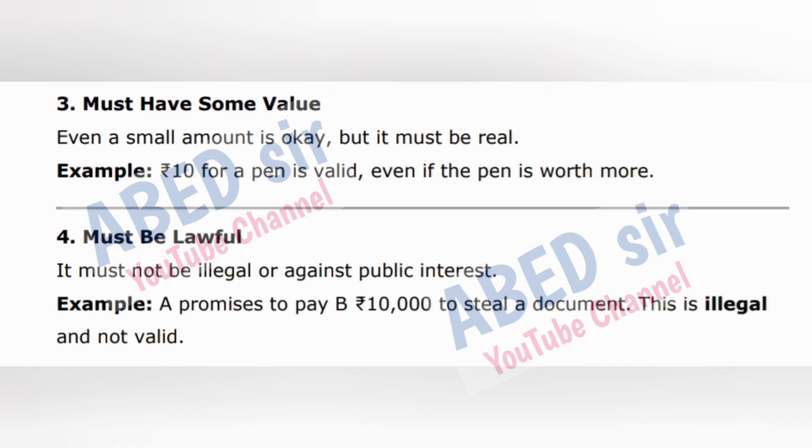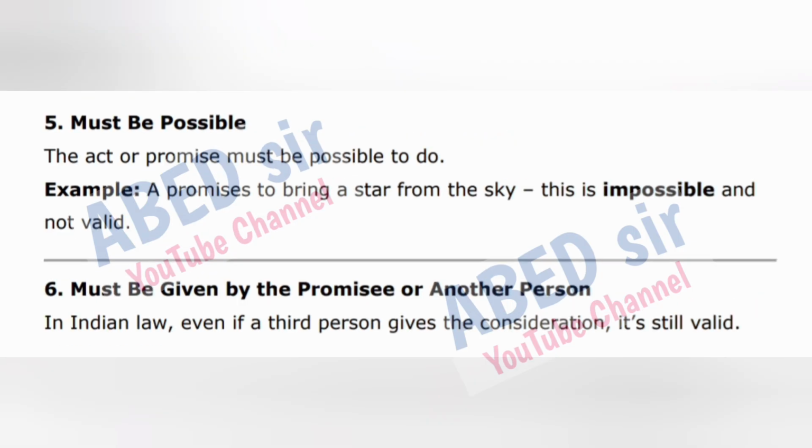4. Must be lawful. It must not be illegal or against public interest. Example, A promises to pay B 10,000 rupees to steal a document. This is illegal and not valid. 5. Must be possible. The act or promise must be possible to do. Example, A promises to bring a star from the sky. This is impossible and not valid. 6. Must be given by the promisee or another person. In Indian law, even if a third person gives the consideration, it's still valid.